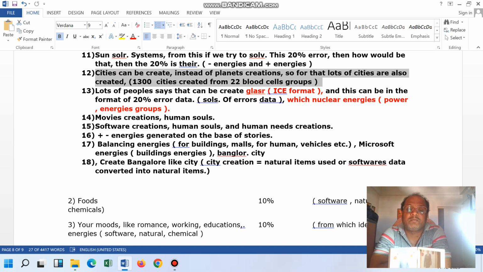Like this, the blood groups were created in the first world war and the second world war. Two world wars have already happened. In these world wars most of the blood groups were created. In the first world war, that time, the blood groups were counted.